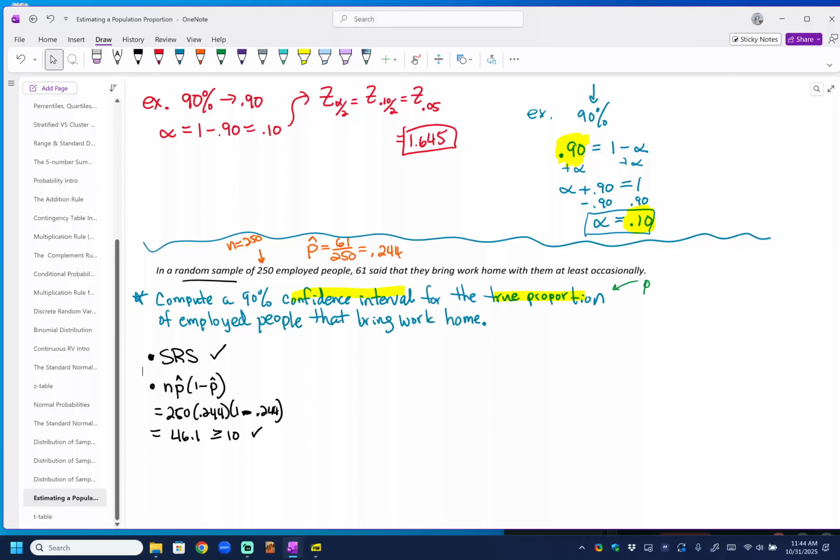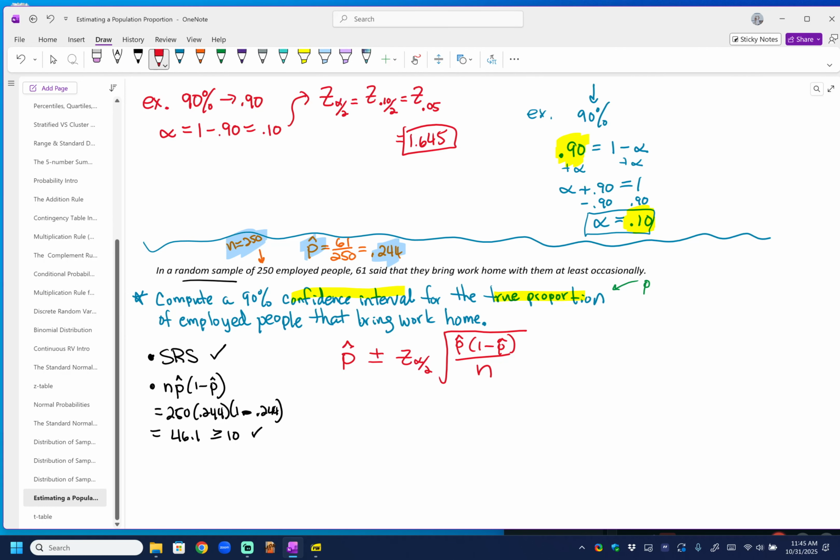So the formula for this confidence interval for a population proportion is going to be p hat plus or minus z alpha over 2 times the square root of p hat times 1 minus p hat over n. As was stated before, we are always given n and p hat, which you can clearly see are right here. So this ends up being a very simple computation once you have that, and once you know what your z alpha over 2 is.